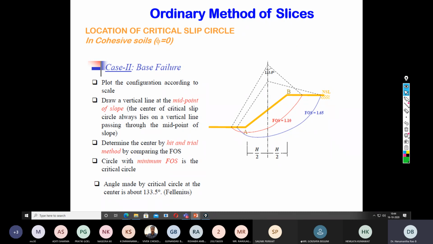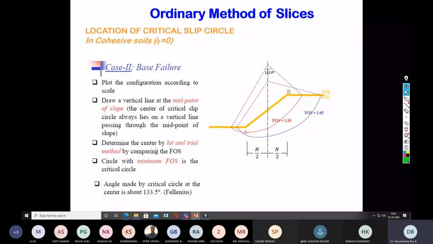Draw a vertical line at the midpoint of the slope. The center of the critical slip circle always lies on a vertical line passing through the midpoint of the slope. So this is also based on the understanding. Nobody says that this must happen here, but when they analyzed numerous slopes, people observed that the center of the circle might be at the mid slope.